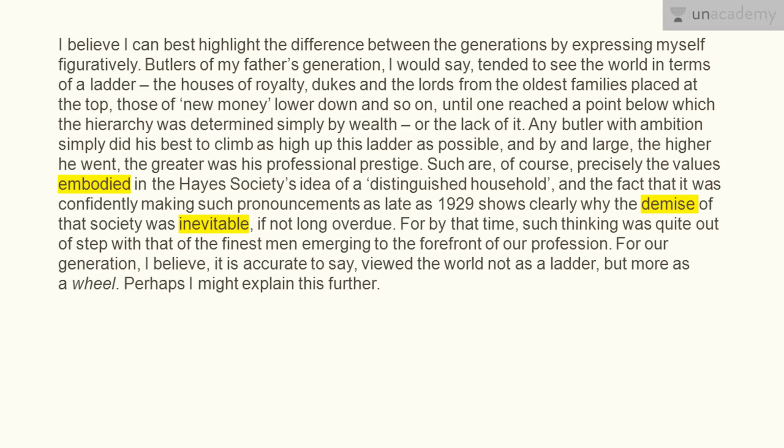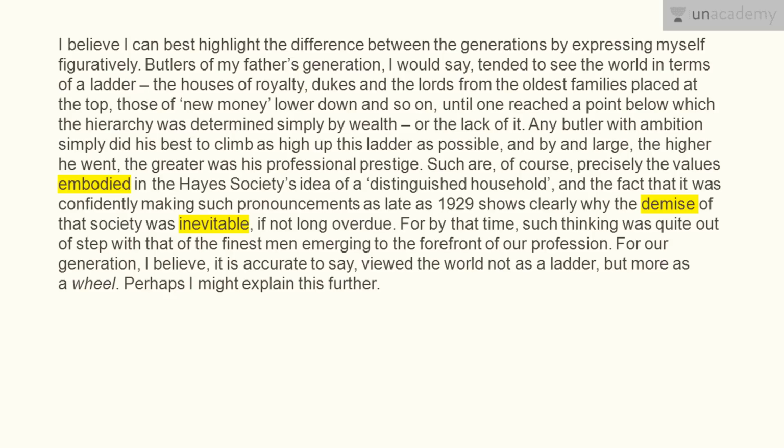Let me begin. I believe I can best highlight the difference between the generations by expressing myself figuratively. Butlers of my father's generation, I would say, tended to see the world in terms of a ladder. The houses of royalty, dukes and the lords from the oldest families placed at the top. Those of new money lower down, and so on until one reached a point below which the hierarchy was determined simply by wealth or the lack of it.